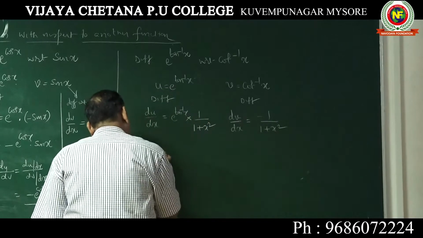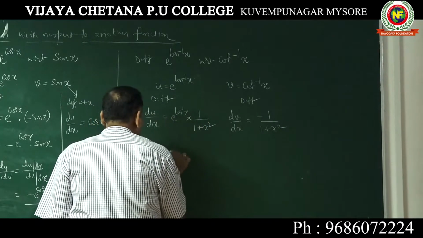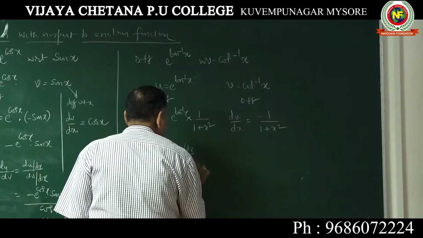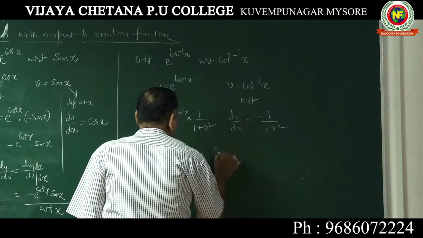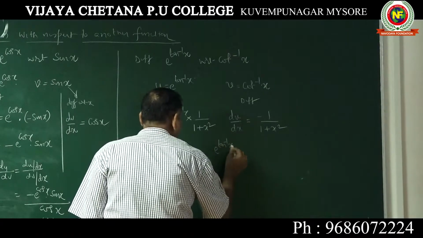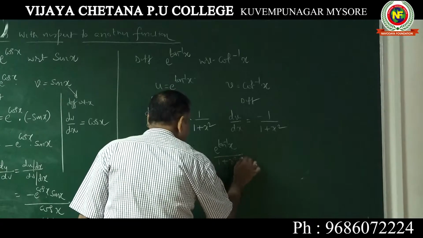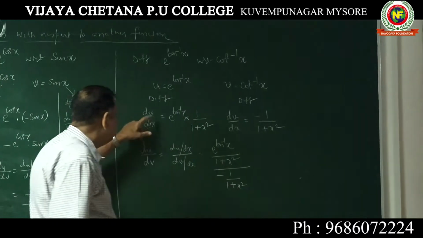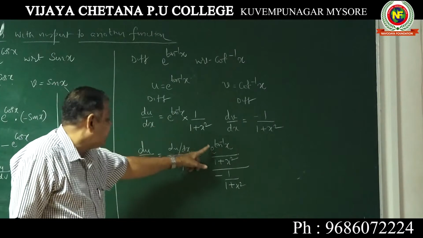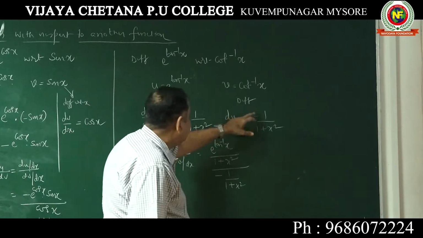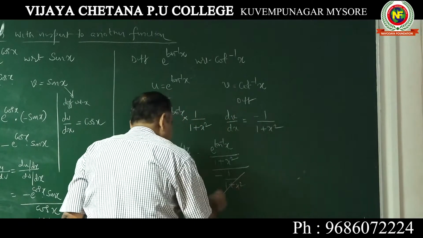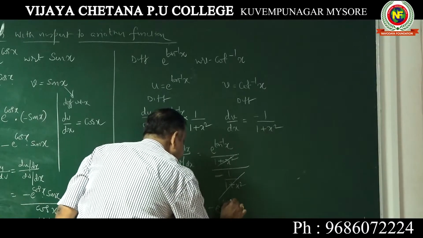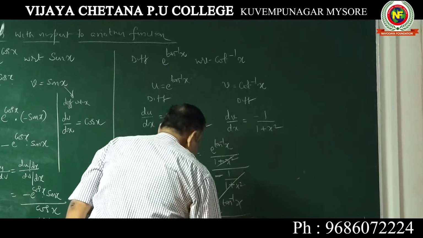Now you want du by dv. du by dv is du by dx divided by dv by dx, that is e to the power of tan inverse x over 1 plus x square, divided by minus 1 over 1 plus x square. The 1 plus x square terms cancel, and this minus also is there. The answer is minus e to the power of tan inverse x. This is the final answer.